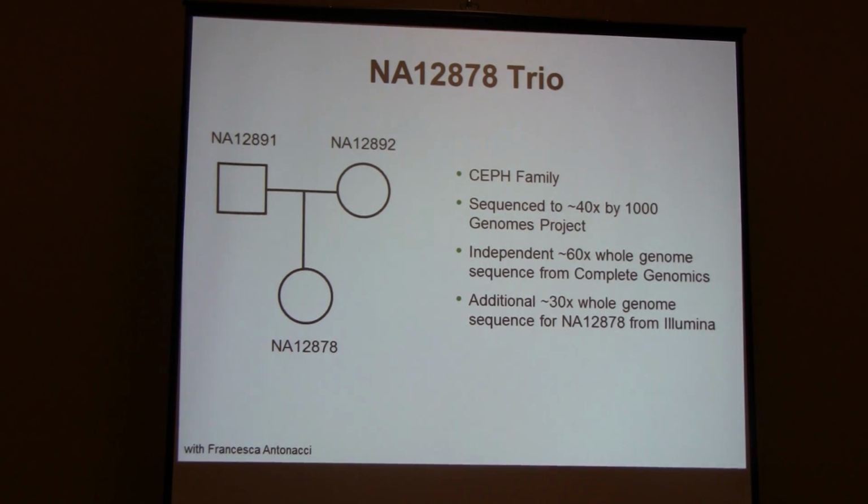So this is a clone pool resource that was developed by another postdoc, Francesca Antonacci. The NA12878 trio is part of the CEPH panel, and this is one of the most well-studied trios in human genetics. The individuals in this trio were sequenced to about 40x by the 1000 Genomes Project. Complete Genomics independently gathered 60x whole genome sequence for these individuals, and Illumina recently released an additional 30x whole genome sequence for this individual here, NA12878. For the rest of the talk, for ease, I'm going to call these guys dad, mom, and child rather than those alphanumerical labels.